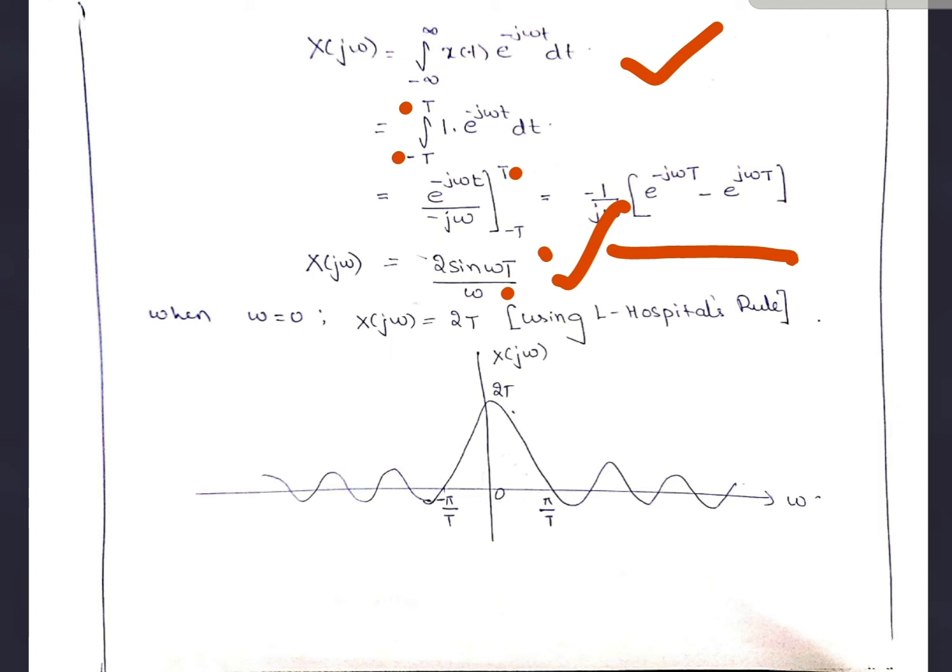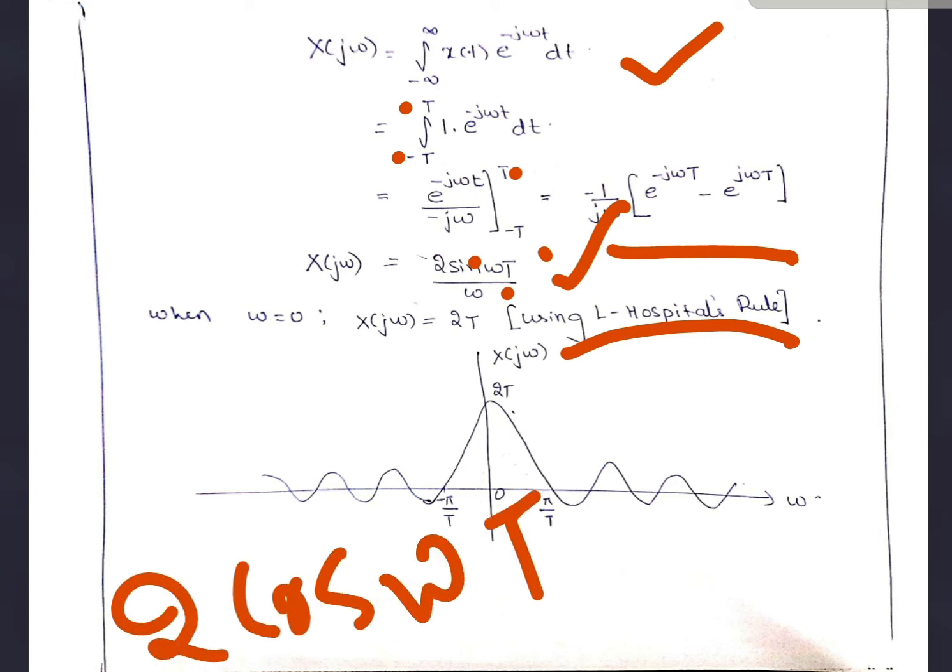Now, in order to get the value of X of j omega at 0, that is nothing but sine 0 by 0. So it is of the form 0 by 0, so using L'Hospital's rule, that is nothing but differentiate the numerator and denominator. Differentiating the numerator, you get cos omega T into T. Therefore, 2 times cos omega T into T will be there, right? Substituting the limit, and on the denominator, differentiation of omega with respect to omega is 1. Therefore, when omega equals 0, cos of 0 is 1. Therefore, it is 2T. At omega equal to 0 it is 2T, and the signal will be something like this, sinusoidal and increasing.